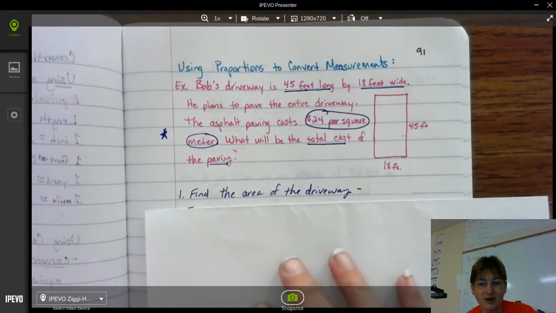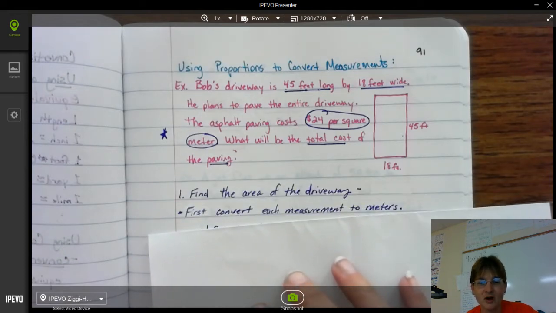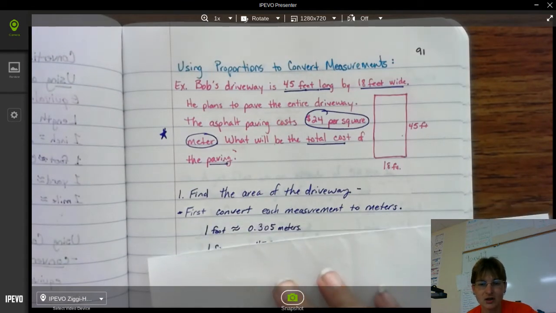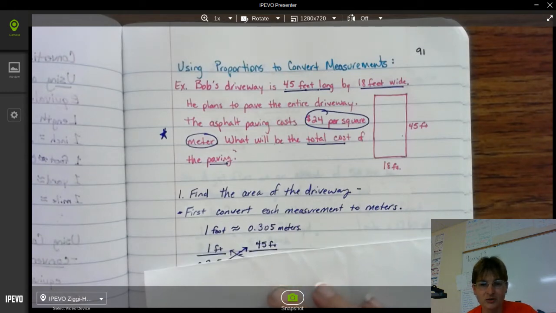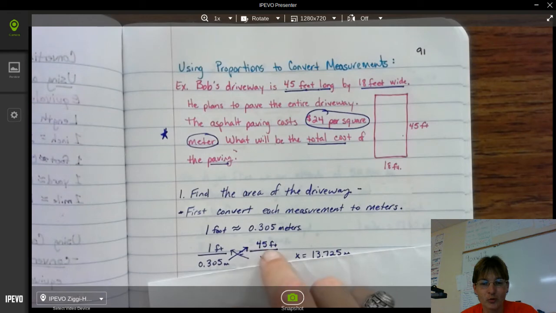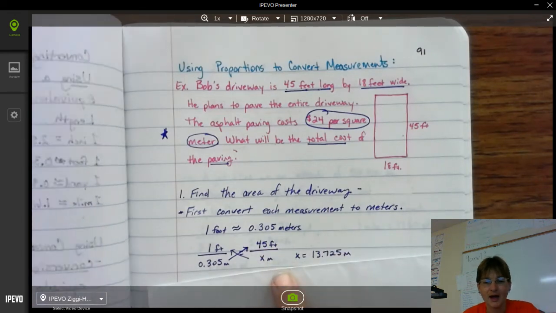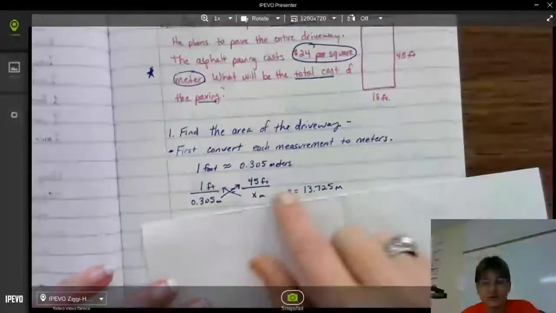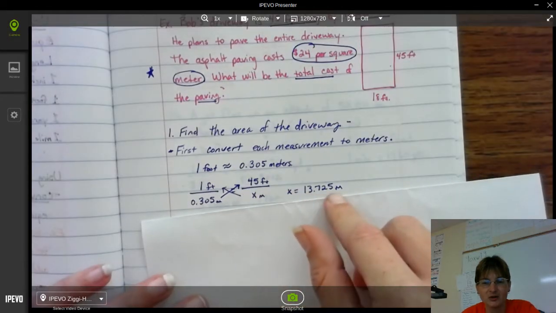So the first thing is you need to find the area of the driveway, but you have to convert your measurements to meters. Okay, so they're in feet right now. Always do your conversions first. Okay, so 1 foot is equivalent to 0.305 meters. And so when we're setting that up as a ratio, we have 1 foot to 0.305 meters. We're looking for what the 45 feet is as a meter. And when we cross product, 0.305 times 45 gives us 13.725 meters.